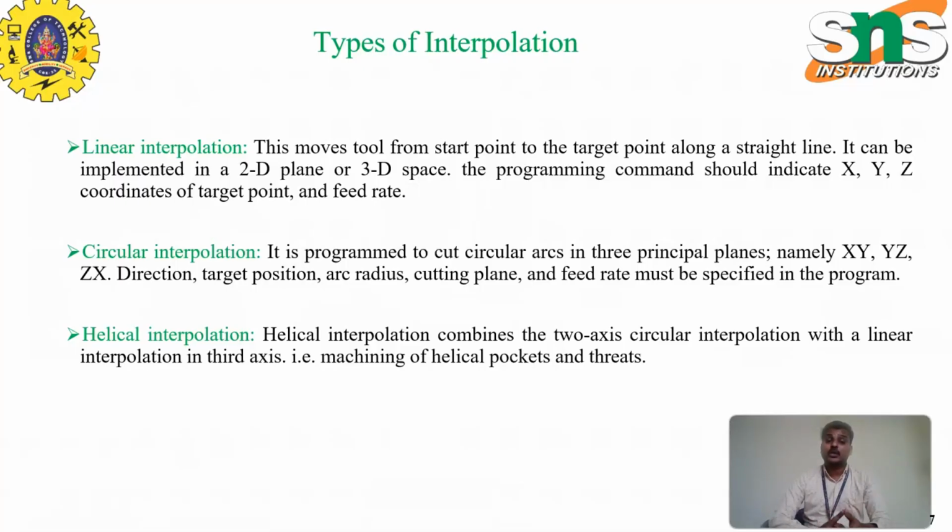The second one is the circular interpolation. It is programmed to cut circular arcs in three principal planes, namely XY, YZ, and ZX, whereas in linear interpolation there is only a single axis, X, Y, or Z. In circular interpolation, it will combine two axes: XY, YZ, and ZX. The direction or target positions, arc radius, cutting plane, and feed rate must be specified in this program, so linear interpolation is different from circular interpolation.